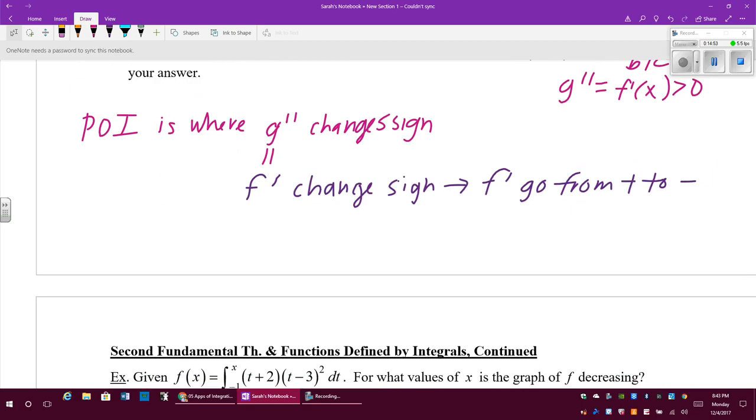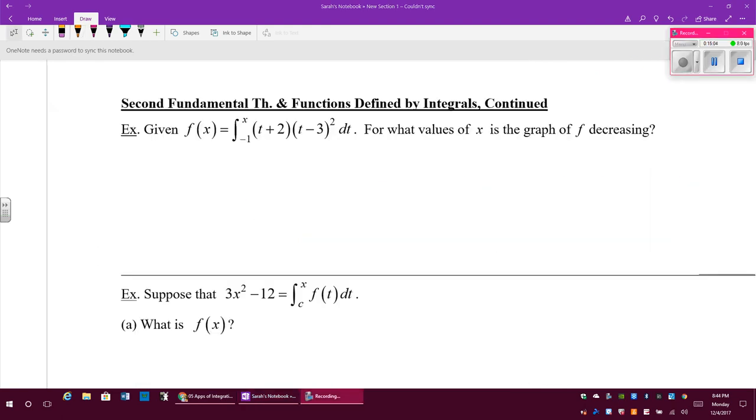So there is a point of inflection at x equals 0 and at x equals 3. So I'm going to take you through a couple more examples and then finish out. I don't know that we'll go through this whole page or not, but I want to give us enough room so that you guys get to try some of these.